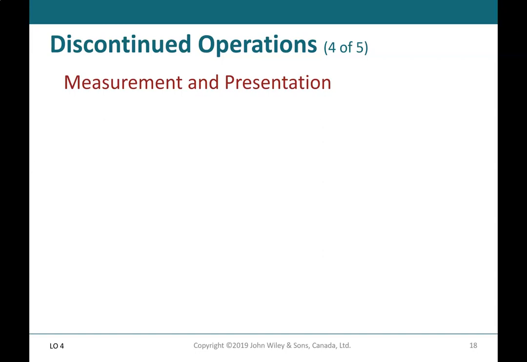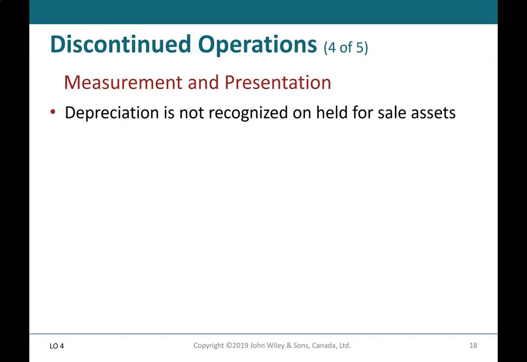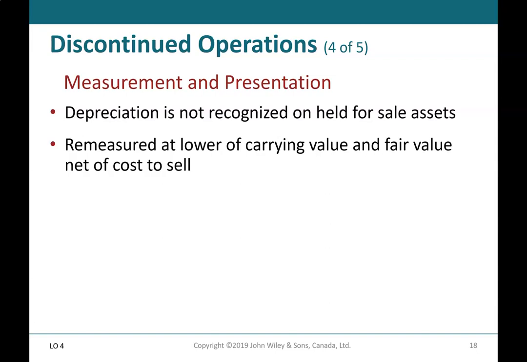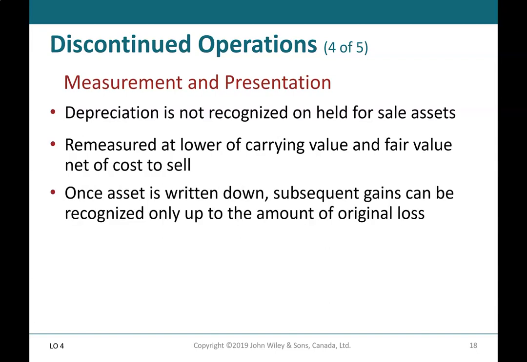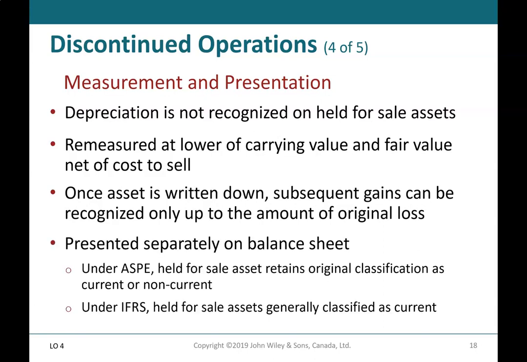Discontinued operations, 4 of 5. Measurement and presentation. Depreciation is not recognized on held for sale assets. They are remeasured at the lower of carrying value and fair value net of cost to sell. Once an asset is written down, subsequent gains can be recognized only up to the amount of the original loss. Presented separately on the balance sheet. Under ASPE, a held for sale asset retains its original classification as current or non-current. Under IFRS, held for sale assets are generally classified as current.